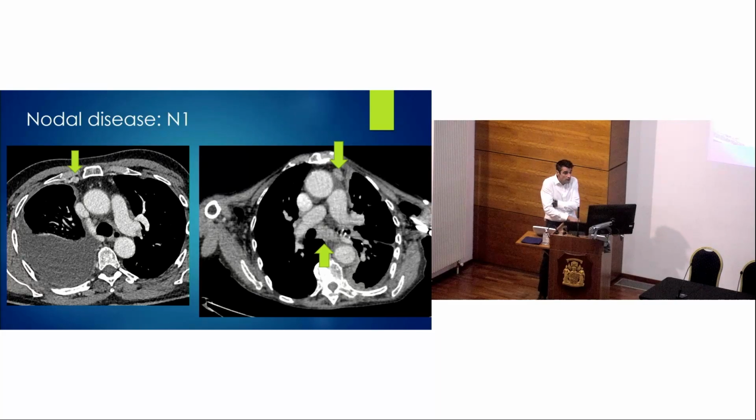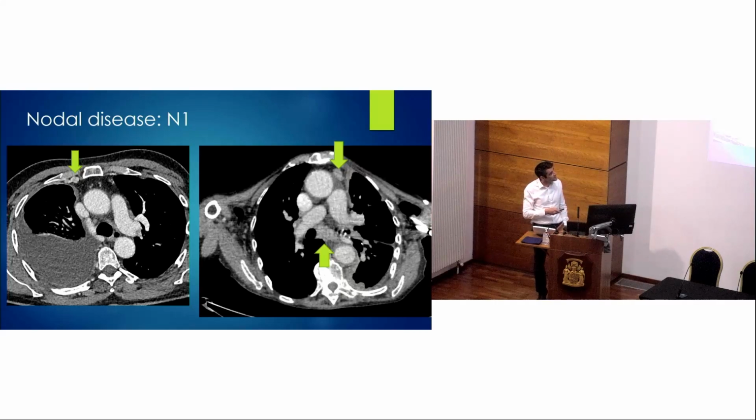So that's a quick run through nodal, the T staging of mesothelioma at the CT. The other section, the N and the M, I'll touch on briefly as well. So nodes, essentially, N0 disease means we can't see any pathologically enlarged nodes. That's easy. N1 disease is nodes on the same side of the chest, the ipsilateral chest.